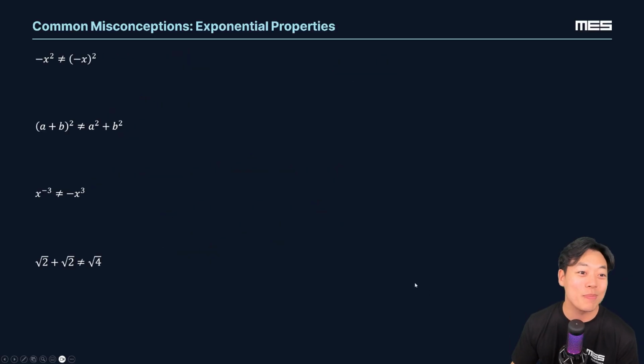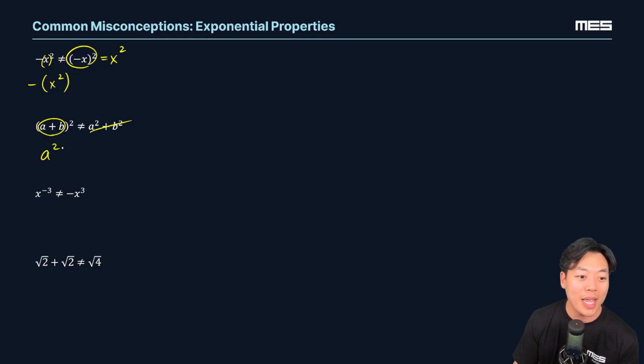Now, finally, exponential properties, super important to remember. If we have a negative x squared here, that means only x is the only thing that's being squared here. This right here equals a positive x squared, and this on the bottom will be a negative, and then all that x squared right here. Another thing that we need to be careful of here is this a plus b squared. We need that middle term. So it's not just a squared plus b squared, but it'll be a squared plus 2ab plus b squared like this.